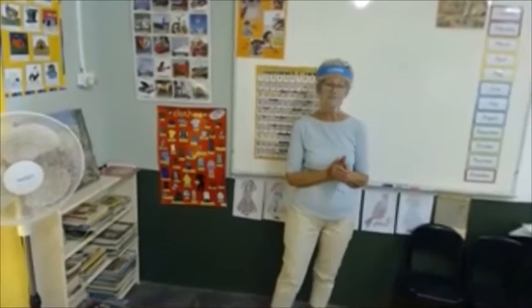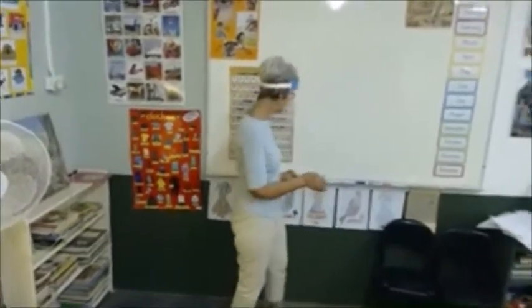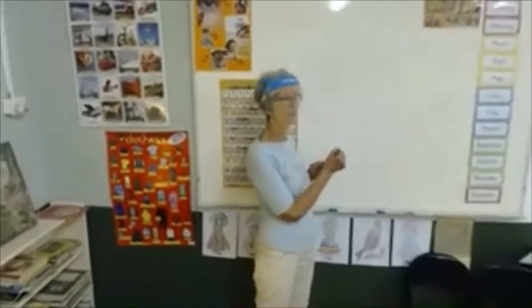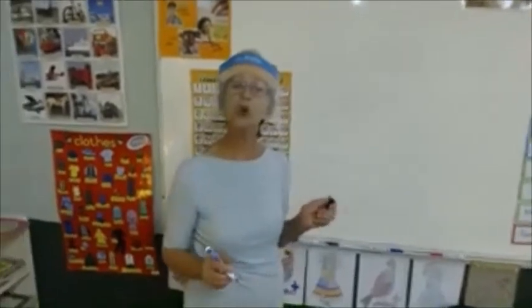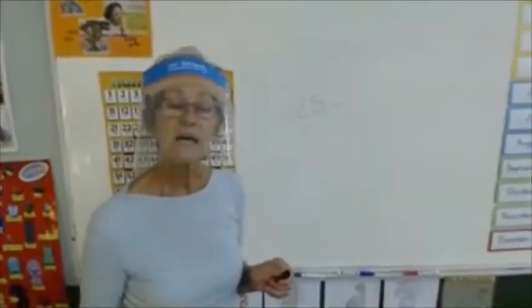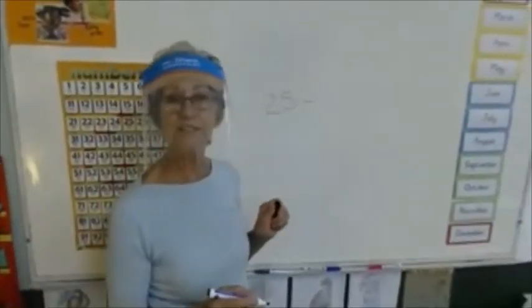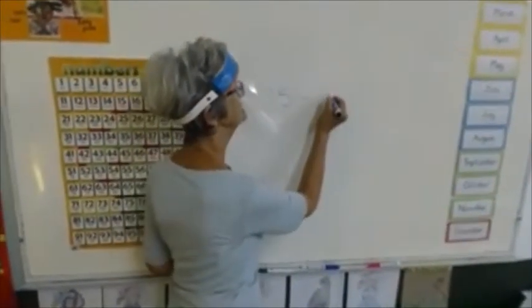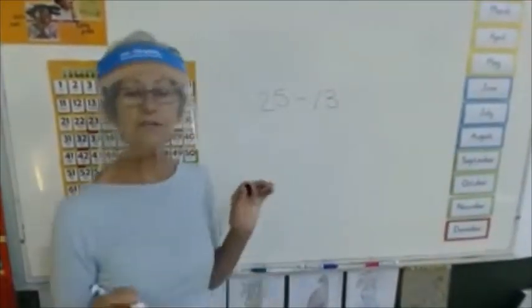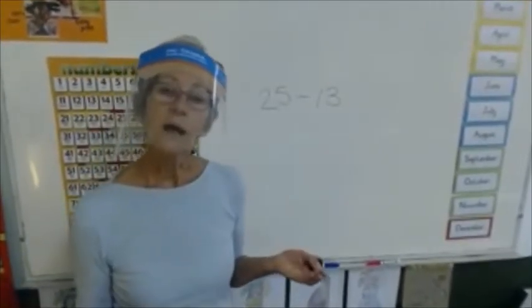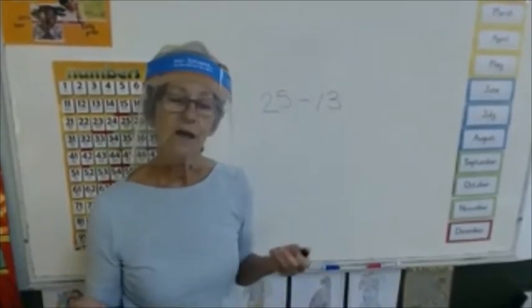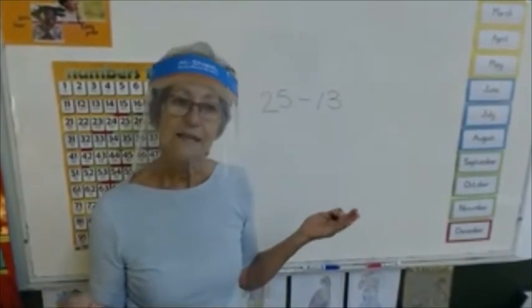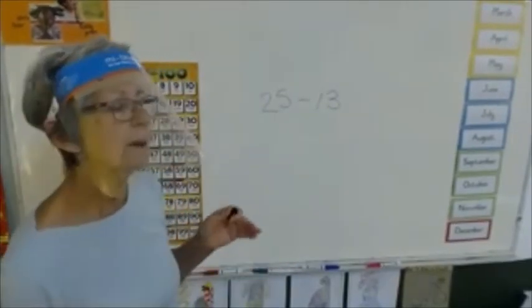Dad planted 25 flowers, right? There's the flowers. He planted 25 flowers, but he forgot to water them. So 13 of those 25 flowers died or wilted. 13 of them. So, are you going to use plus, minus, divide? Yes, of course, you're going to use minus.